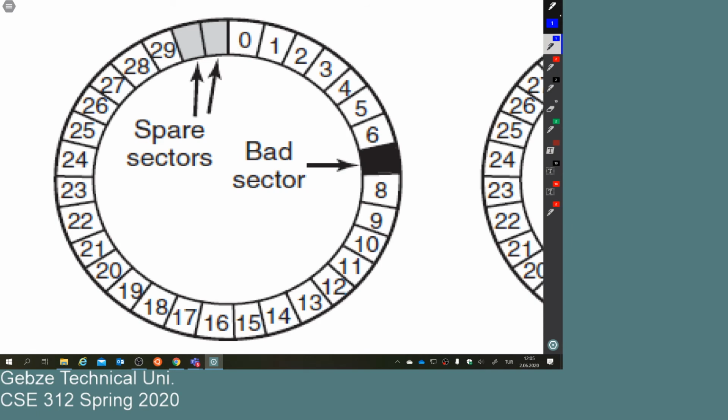Okay, the first question: how do I understand that sector number 7 is bad? How do I know that? Bad sector means that it doesn't hold my data.